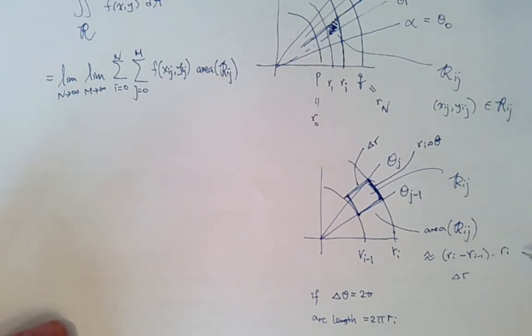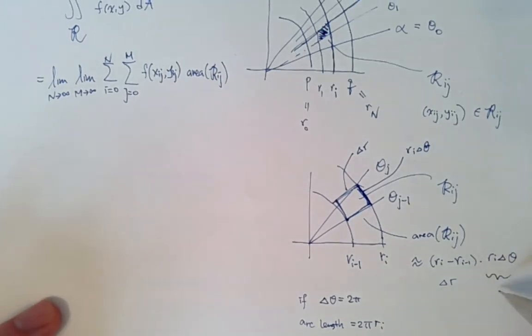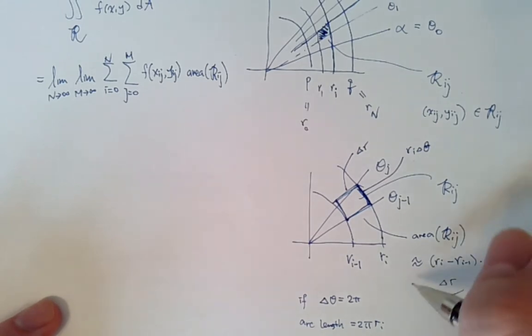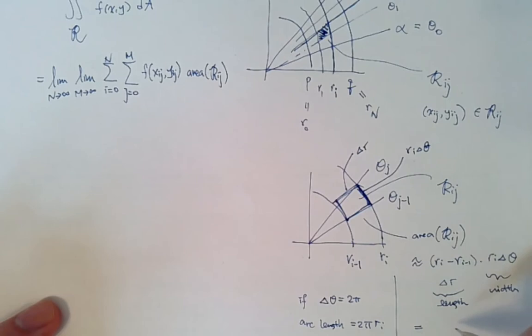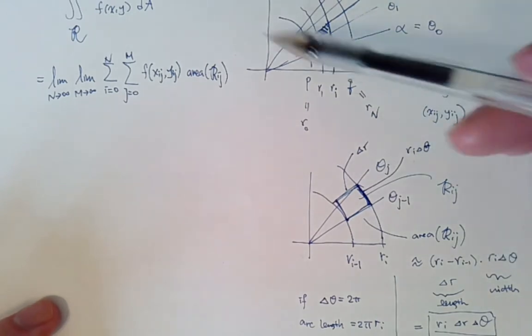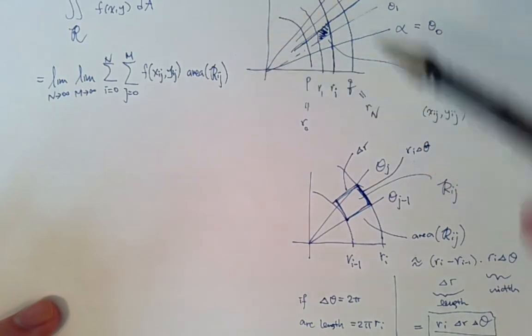Now, let me just write delta theta. So this is width, this is length, or something like that. So this is equal to r sub i delta r delta theta. That's the area for a piece. Then we can put it in here. So let me write this over.